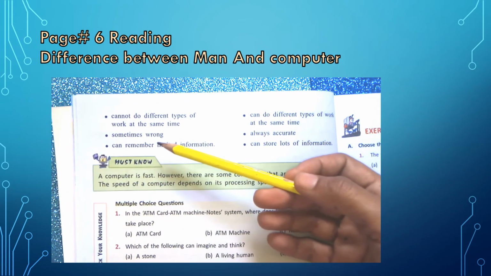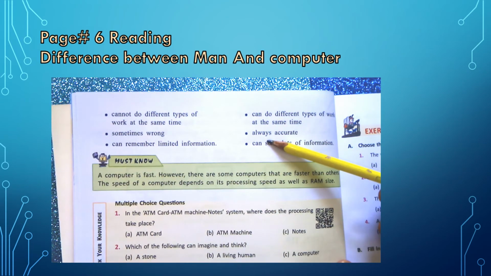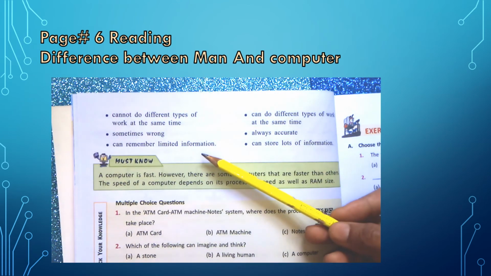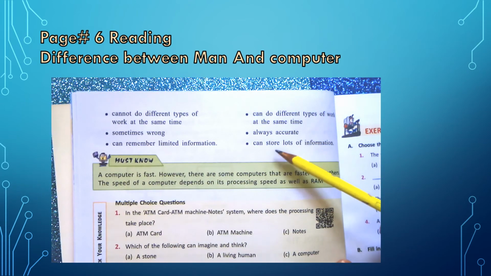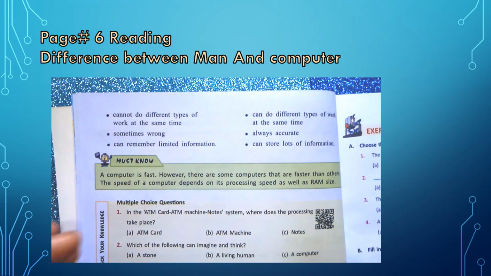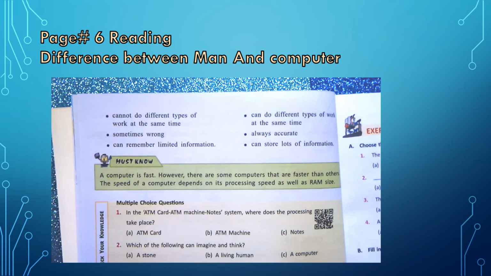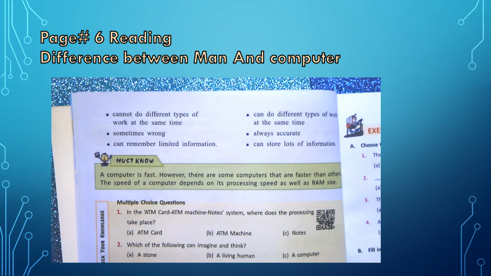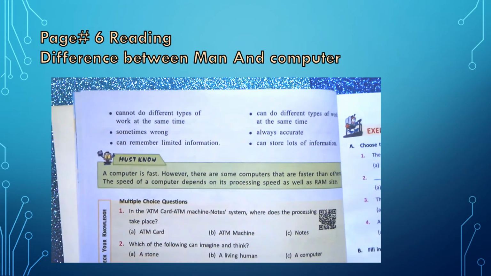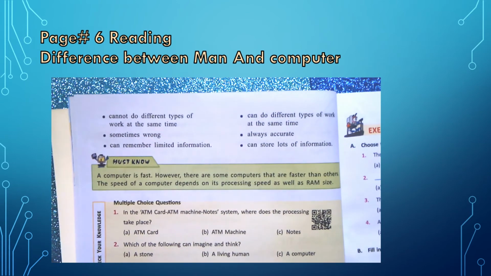Man is sometimes wrong, but the computer is always accurate. Man can remember limited information, but the computer can store lots of information. So in these differences we are able to know that man is very slow, man can make many mistakes, man can get bored very easily, man cannot do different types of work at a time, man can sometimes be wrong, man can remember limited information, but the machine is very fast.